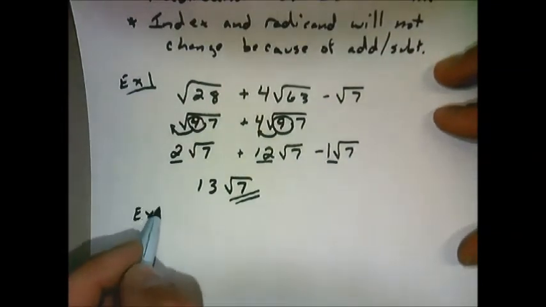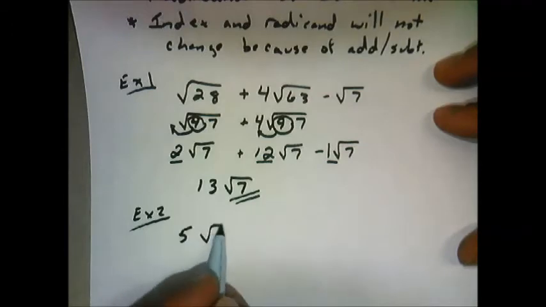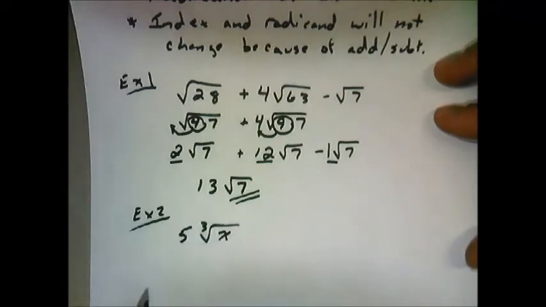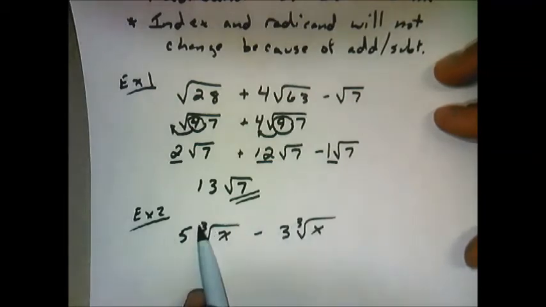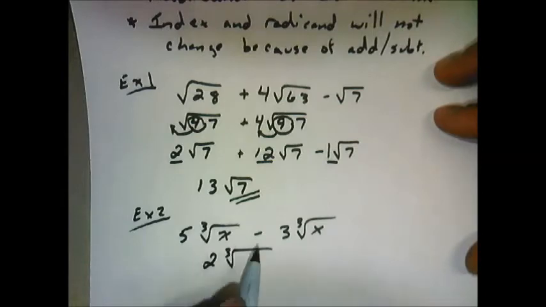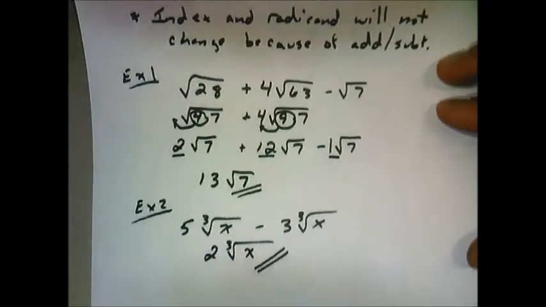Now let's go ahead and look at example 2. Example 2, let's go ahead and change that index. So let's take 5 third roots of x minus 3 third roots of x. Notice here our indices are the same, 3, and our radicand is the same. So we can go ahead and subtract these. 5 minus 3 gives us 2. Our index is going to stay 3, and our radicand is going to stay x. We cannot simplify the third root of x, so there's our answer.